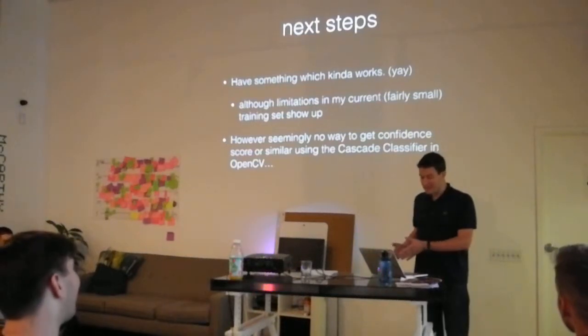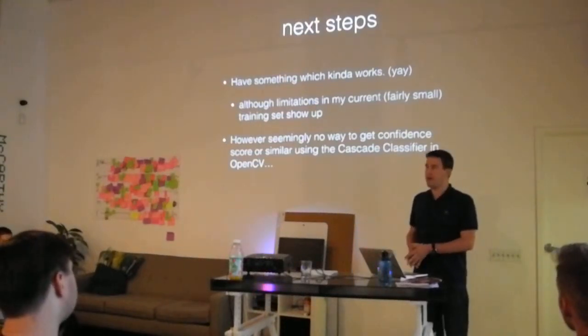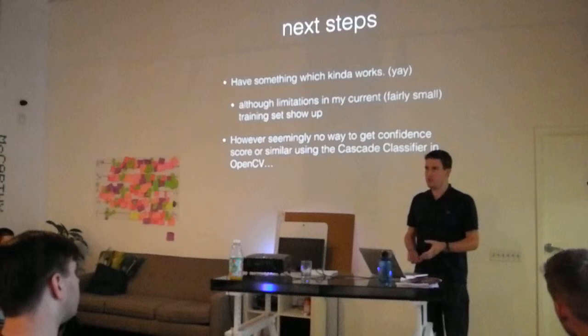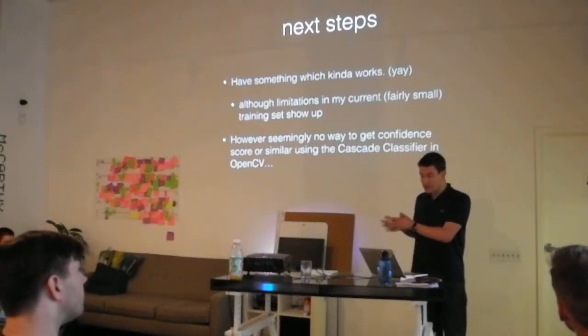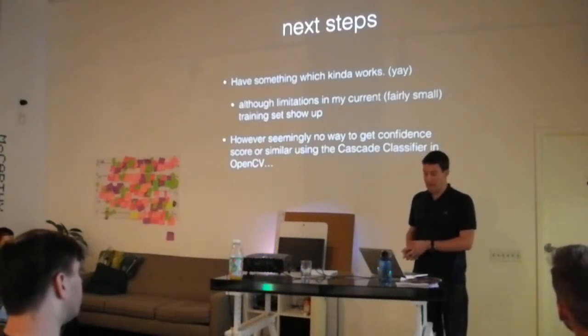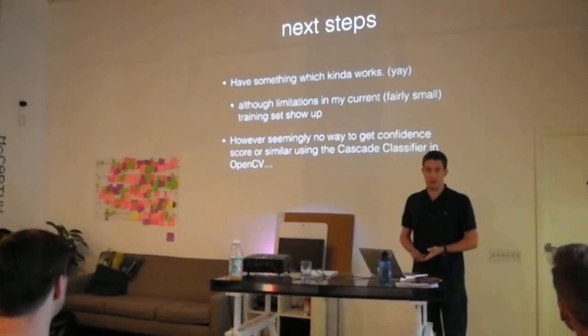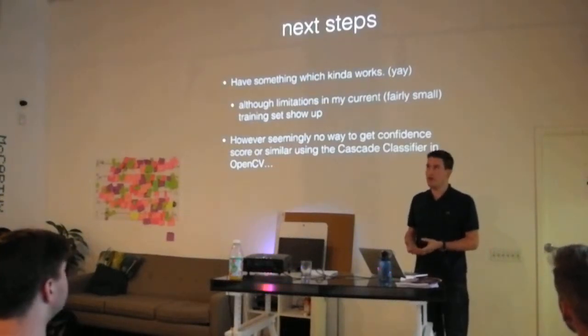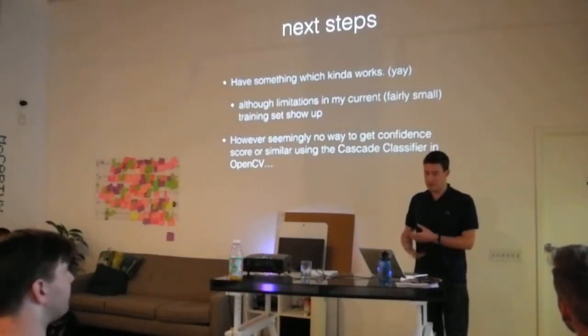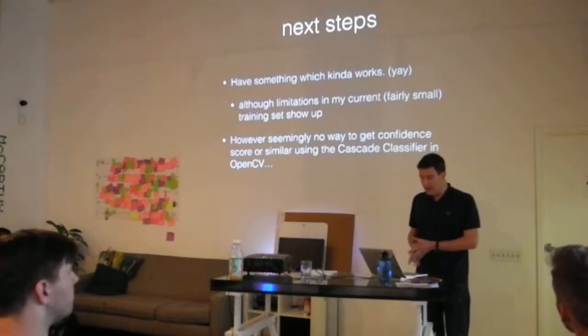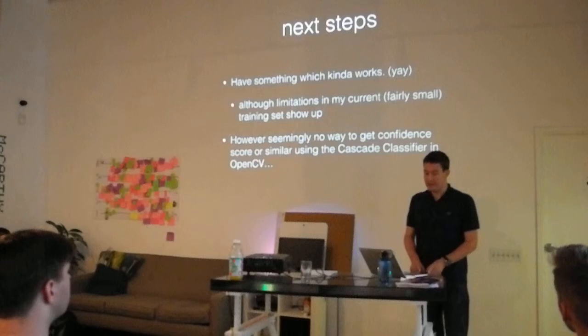So I've then gone off and read about the HOG descriptor, the histogram of oriented gradients, and apparently that gives some weighting scores. But it doesn't seem to have all the same tools and frameworks around it to make life easy.